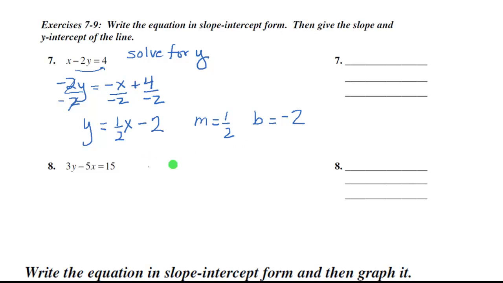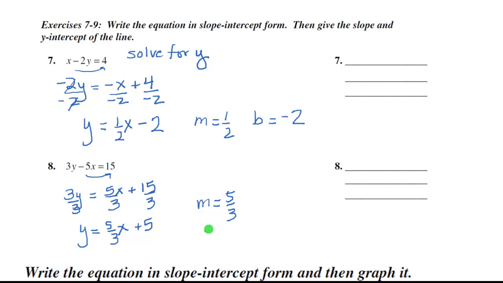Okay, for the next problem, again we're going to solve for y. We need to move over the -5x, makes it +5x to go to the other side of the equation. You always have the opposite to move things. And then we need to get rid of the coefficient 3 of y, so we're going to divide every term by 3. That here is going to give us y, and here we're going to get 5/3 x, and then 15 divided by 3 is a 5. So that tells us that our slope is 5/3 and our y-intercept is 5.